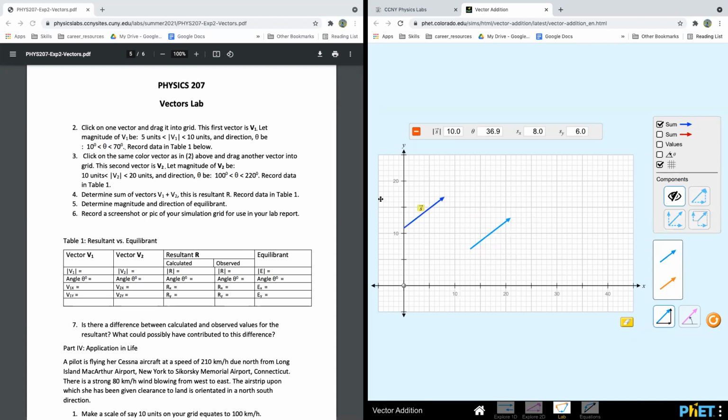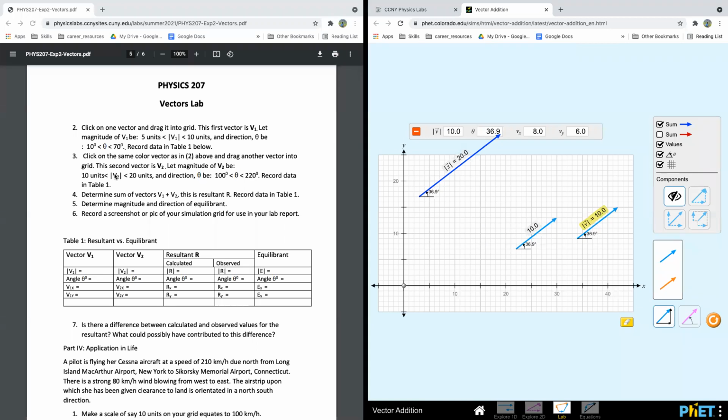Okay, it's so messy. I can put the sum aside. So for this vector 1 value, I needed the value. It has to be from 5 units to 10 units, so I can use 10. Then I also need the angle. The angle has to be 10 to 70, so this one is fine.